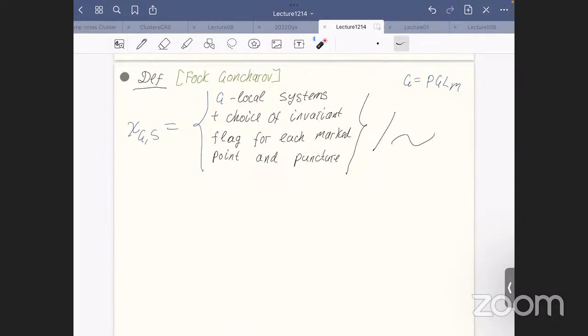Whereas many statements and formulas can be generalized to any simple, maybe semi-simple Lie group, and better to say adjoint type. The group without center. And the space which we are going to consider is the space of framed local systems, which means the following. We have a G local system with additional choices. This is a choice of invariant flag at each marked point and puncture.